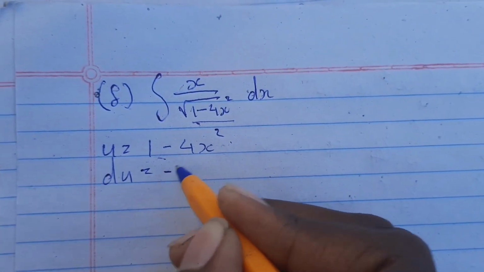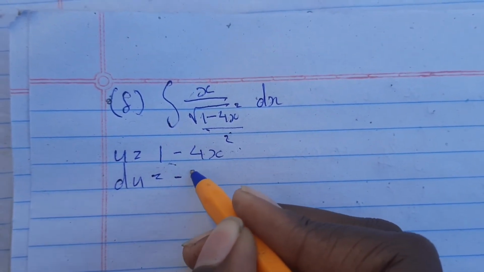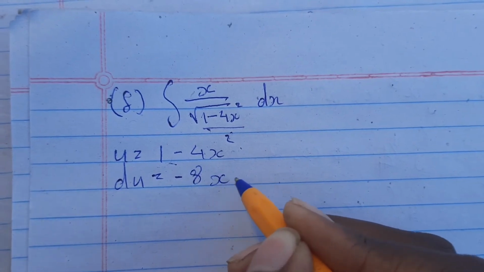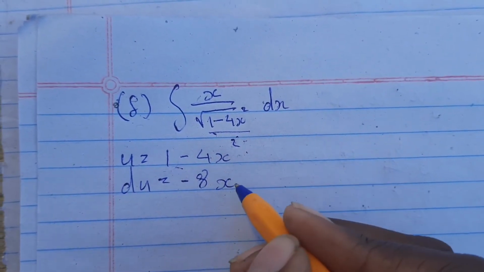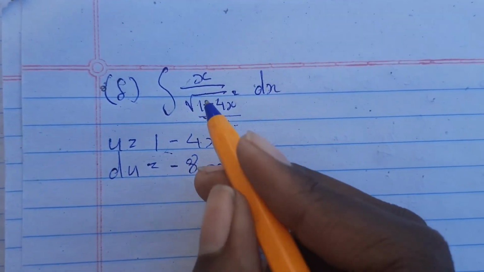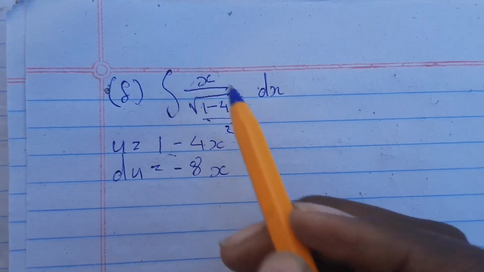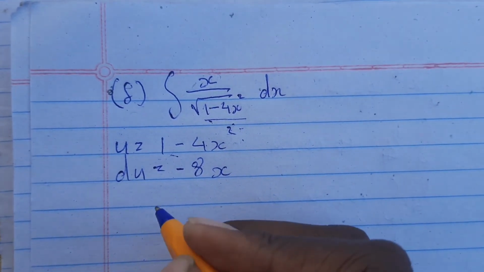And then this, you drop that down, so it's going to be that times that, which is negative 8x minus, because the 2 minus 1 is 1, so it's just x on its own. But the thing is, this doesn't exactly match what's left over. What's left over is just an x. So we need to make sure that they match so we can replace effectively.